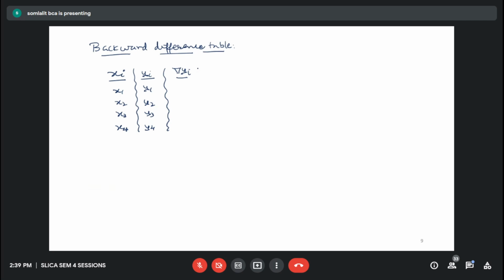What about the next one? That is nabla square yi. Here the first one was missing; here the first and second both are missing. When you write this minus this, nabla square y3 comes directly. First two are not defined here. And then nabla square y4. Did I write it correctly? Is this correct? Look here, see.